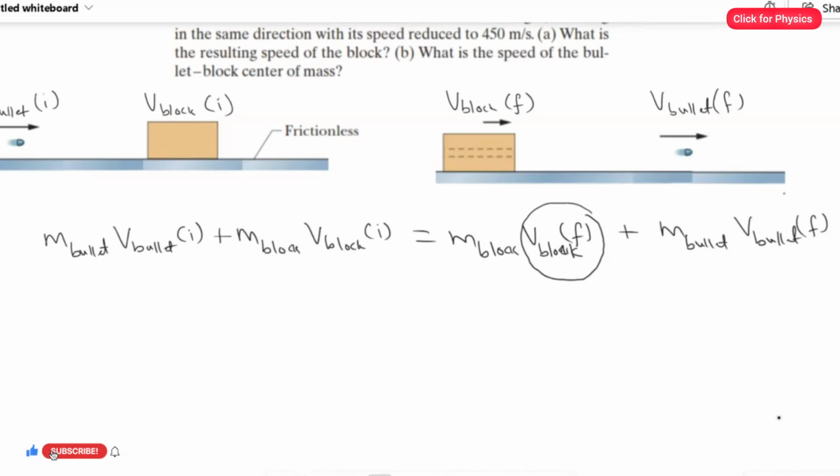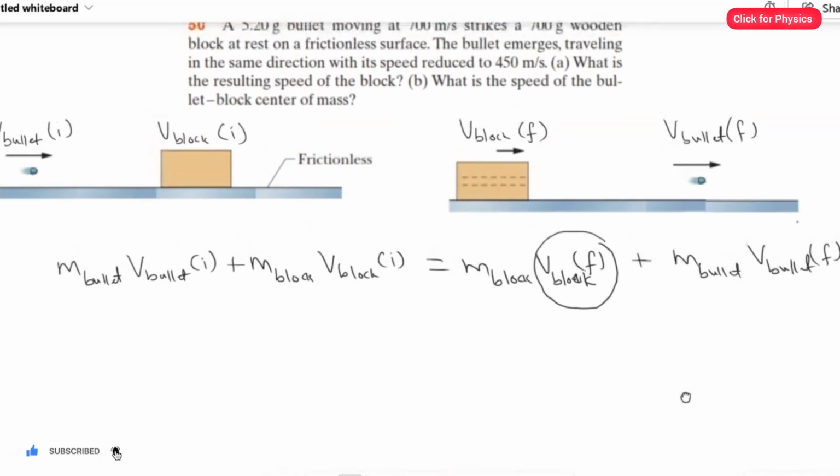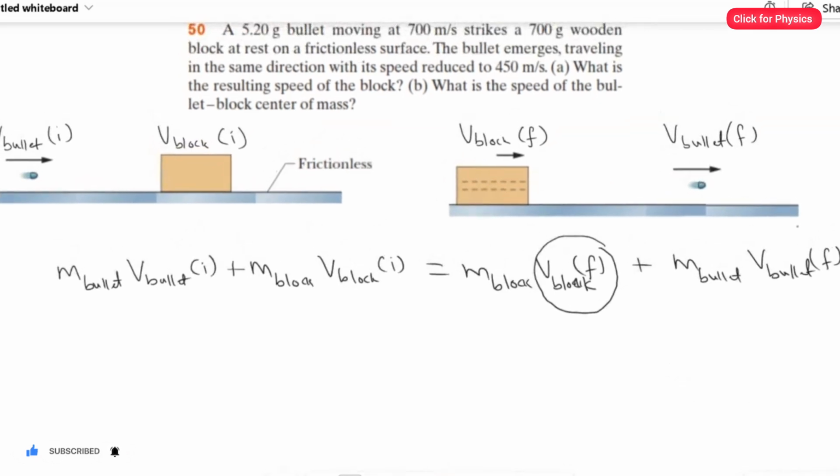So let's substitute the values. What is the mass of the bullet? The question clearly mentions it: 5.2 gram. I don't want to convert to kilogram, because the gram cancels with the gram, since we are finding speed. Whether we take gram or kilogram, the answer will be the same. So I write 5.2 gram multiplied by the initial speed of the bullet, 700 meters per second, plus the mass of the block, which is 700 gram.